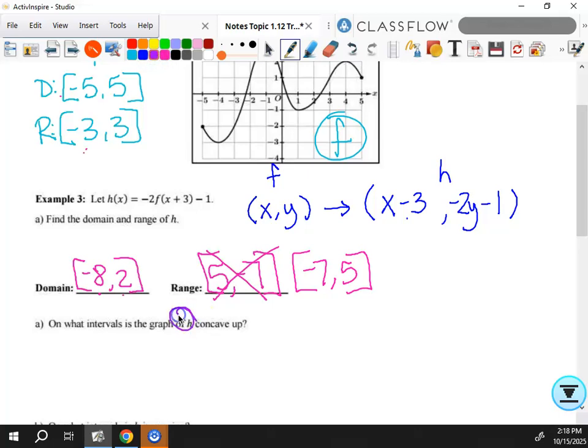This asks for, when is h concave up? Do we want to look for when f is concave up? No, because we reflected in the x-axis, right? So we really need to find when f is what? Concave down, right? So you do have to at least think about your transformations, and because of that reflection, that changes concave up to down and vice versa, right?